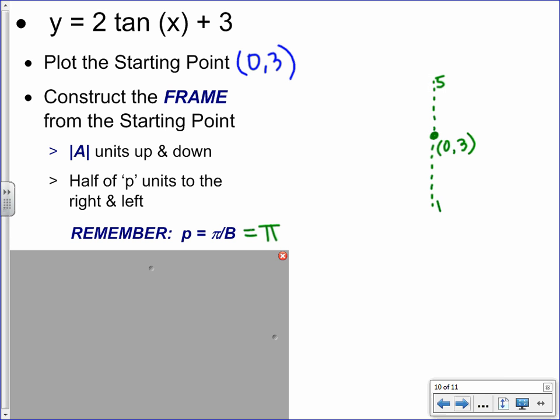Now, since our starting point is in the middle, we want half of our frame to the right and half of our frame to the left. So since our period is pi, I'm going to put half of it to the right, so that stretches to pi over 2, and then half of it to the left, so that would be negative pi over 2. So that our frame stretches the length of pi, we have half on the left and half on the right.